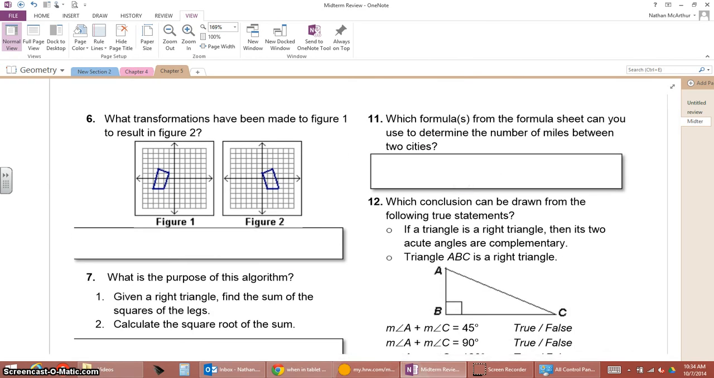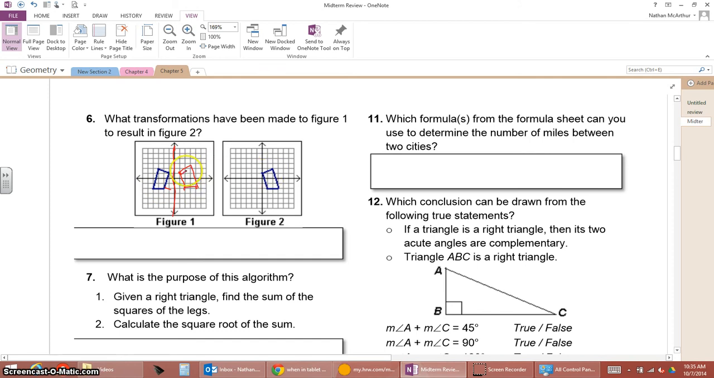Number 6, what transformation have been made to figure 1 to result in figure 2? So what did I do here to get to here? Well, it appears as though if I were to reflect across the y-axis, this point would end up over here. This point would end up over here. Okay? And then this one would come over here, looks like. And this one would be over 4, right here. So if I just flipped it across the y-axis, it would look like that.